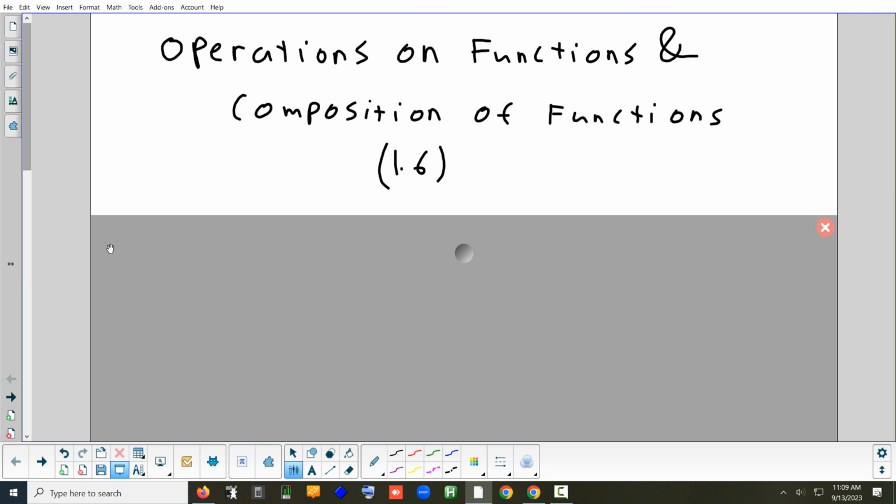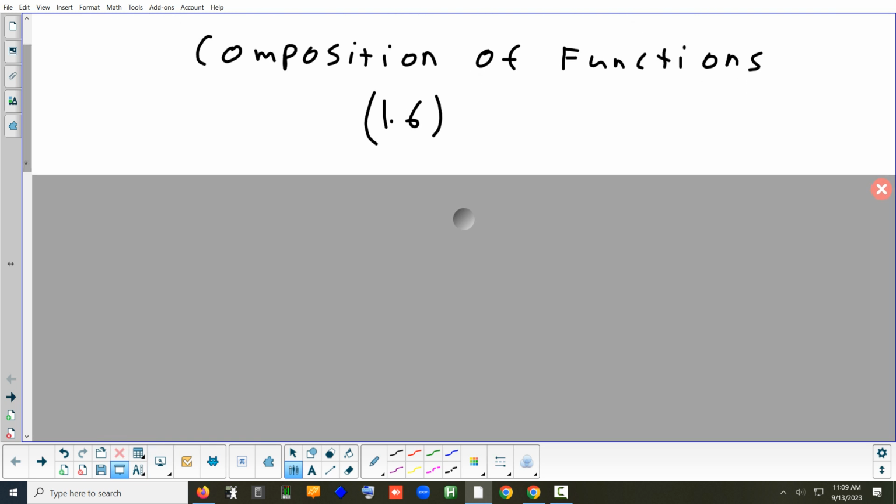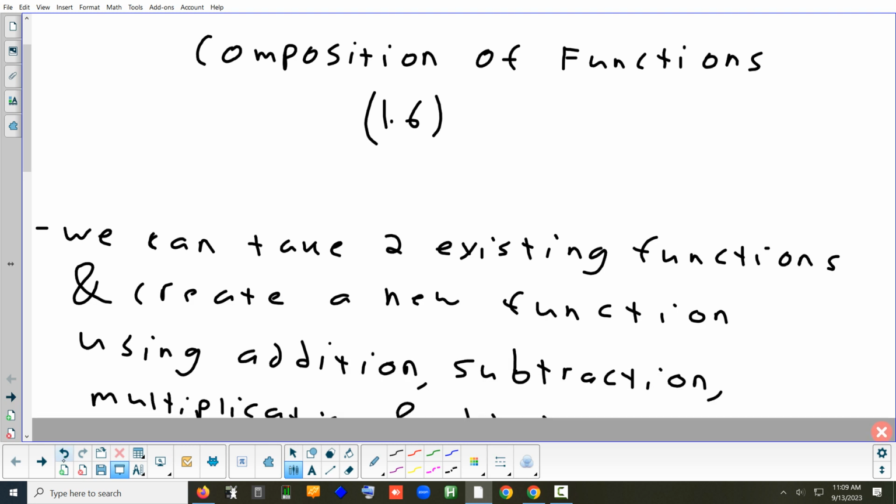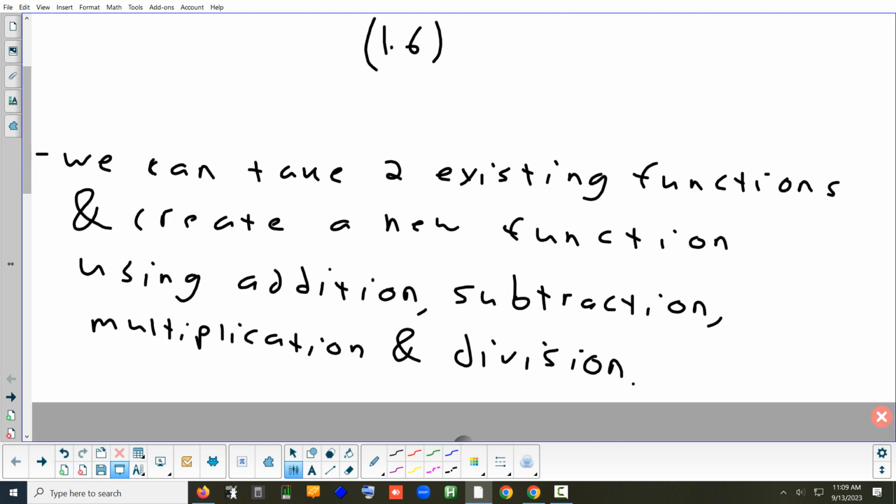All right, so what we're going to do in 1.6 is look at what's called composition. It's a way you can combine 2 functions together, and some other operations besides composition, like adding, subtracting, multiplying, dividing, that we can use to combine functions together. And what we're going to focus on is trying to find domain and range. We're going to take two functions and combine them together in different ways.